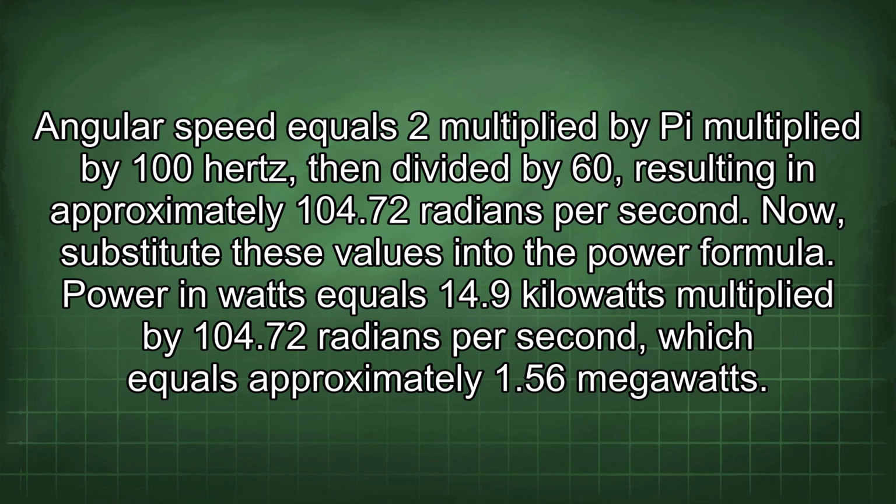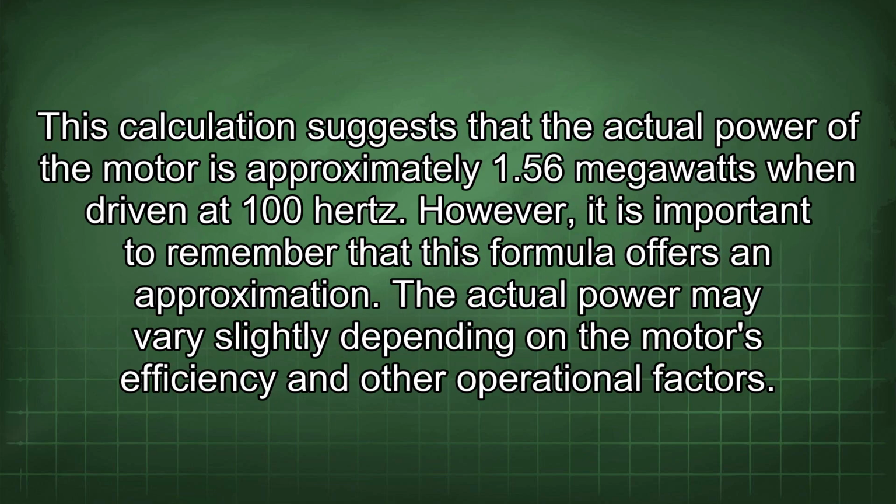Now substitute these values into the power formula. Power in watts equals 14.9 kilowatts multiplied by 104.72 radians per second, which equals approximately 1.56 megawatts. This calculation suggests that the actual power of the motor is approximately 1.56 megawatts when driven at 100 Hz. However, it is important to remember that this formula offers an approximation. The actual power may vary slightly depending on the motor's efficiency and other operational factors.